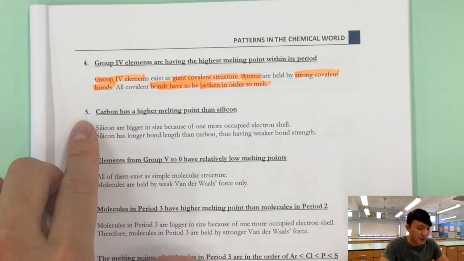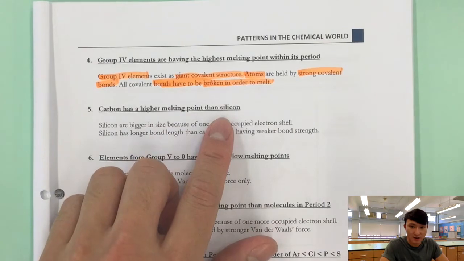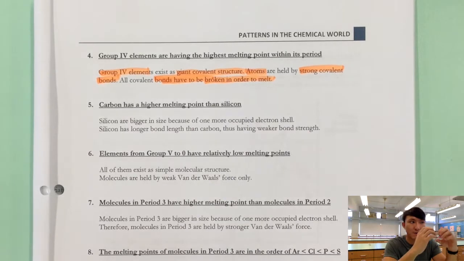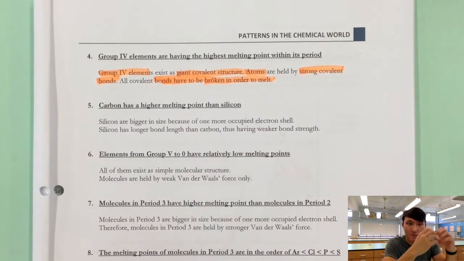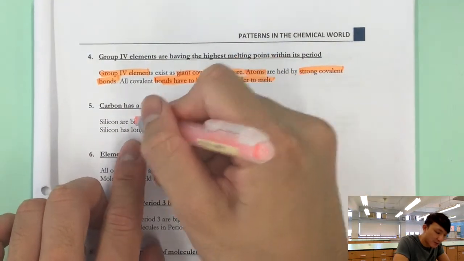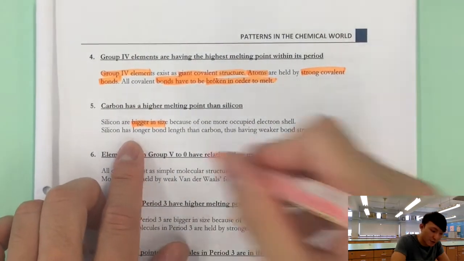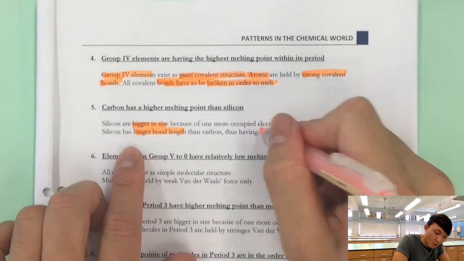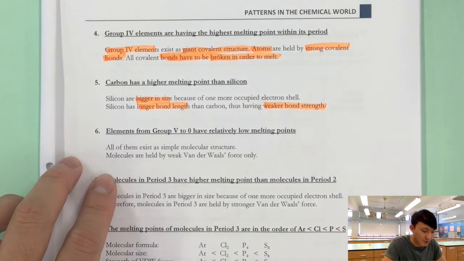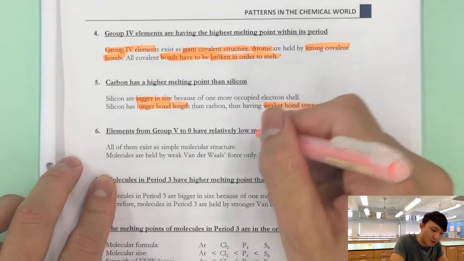Now, number 5 here, carbon has a higher melting point than silicon simply because carbon is smaller in size, so the bond length for the carbon-carbon bond is shorter than the silicon-silicon bond. Therefore, with a shorter bond length, there will be a greater bond strength. Therefore, the melting point of carbon is higher than silicon. Okay? So it all boils down to the size: longer bond length, therefore weaker bond strength.